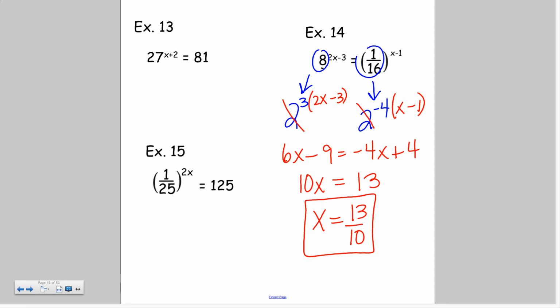Alright, last example. 125 and 1/25. So, automatically I know I can do something with 5. So 125, the easy side, is just 5 to the third. That 1/25, I know I'm going to have a negative exponent because it's a fraction. So 5 to the -2.